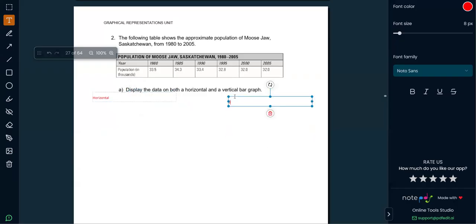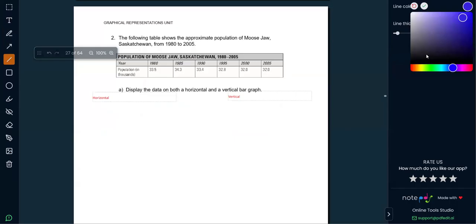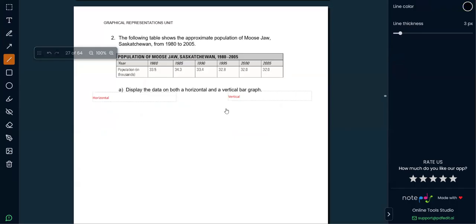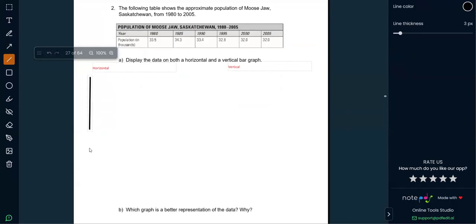And on the right side, I'm going to do a vertical. All right, so let's start with this. Make this black, a little bit thicker lines. And sure, something like that. And then same thing over here.